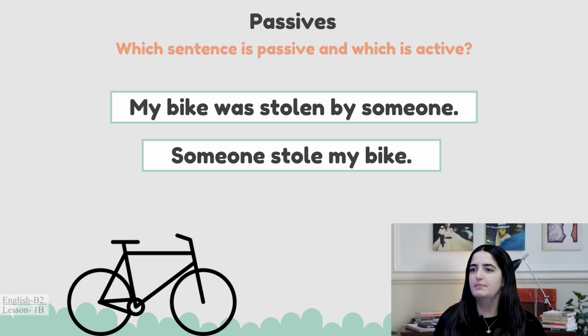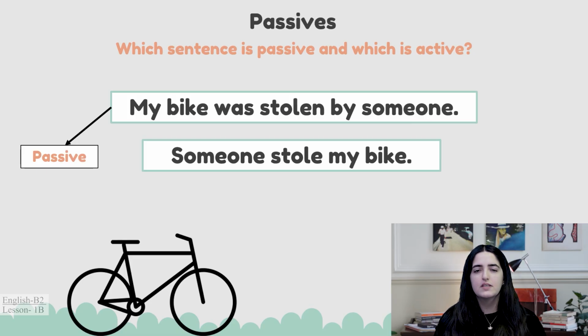It is a little bit of a tricky one, but let's have a look. So my bike was stolen by someone is passive. It focuses on my bike. So my bike becomes the kind of main focus of the sentence. However, someone is the subject of the sentence and therefore it is passive. The other sentence, someone stole my bike, it focuses on someone. Somebody has stolen my bike and therefore it is active.